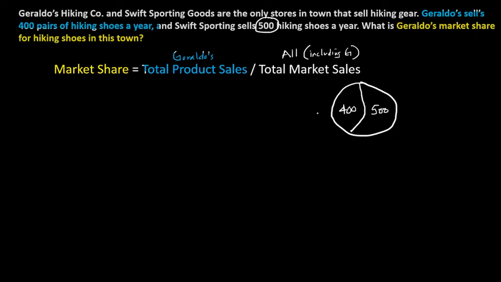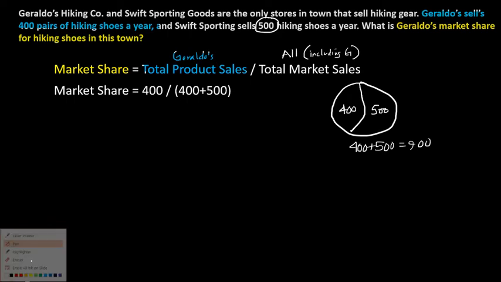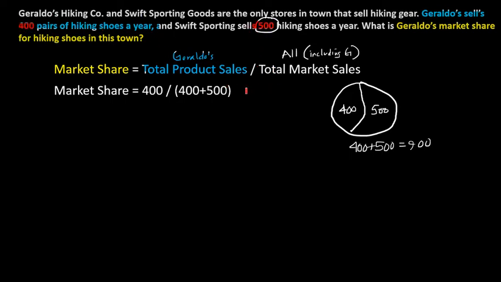So our total market sales then, we have to add up all these pieces, would be 400 plus 500, which is equal to 900. So 900 is going to be our total market sales. Again, adding up all of the sales, the 400 from Geraldo's, the 500 from Swift's, our total market sales become 900. So now we have our equation set up.